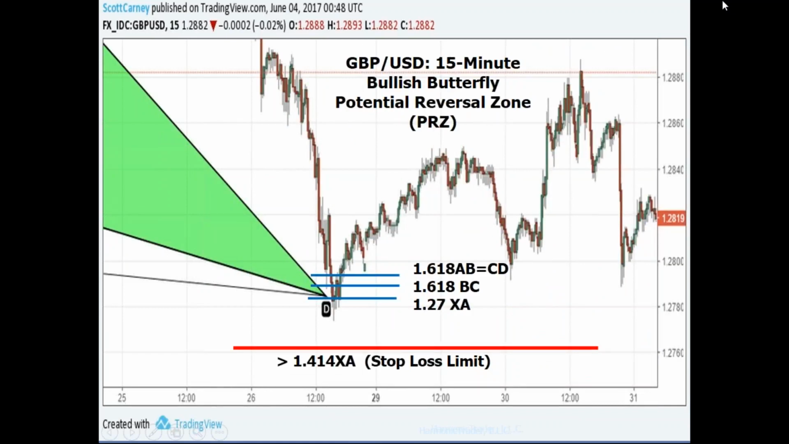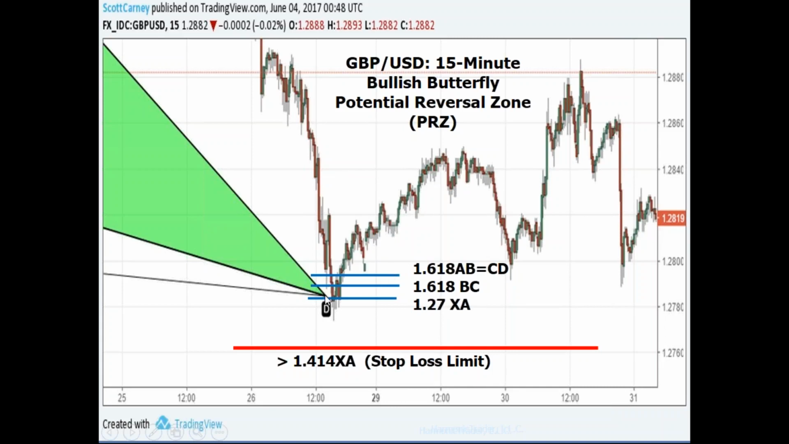Here's a great chart of the price action in the potential reversal zone. And this has got all three numbers. Now look at the stabilization and look what happens as soon as we tested all the numbers in the zone. That's why the zone concept is so critical. It gives us an idea of the character of the price action in the reversal, how it responds to these ideal harmonic measures of a 1.618 BC, a 1.618 AB equals CD, and a 1.27 XA.